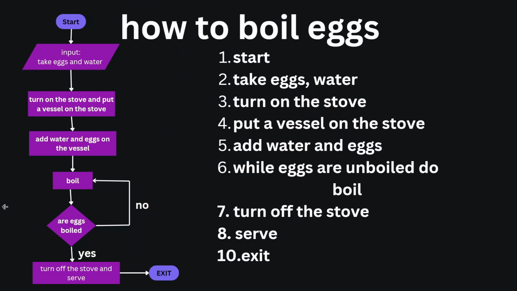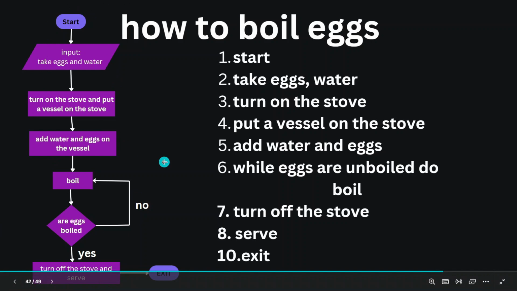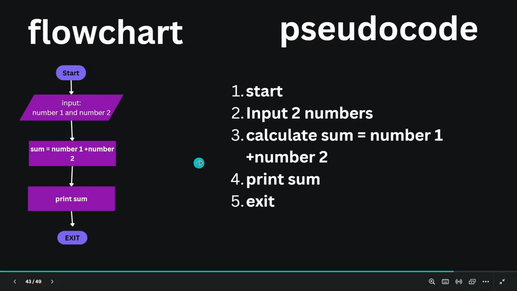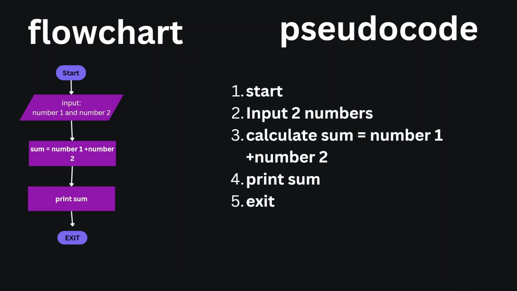Now in programming, this chart is called the flow chart, and this is called the pseudocode. Similarly, we can make a flow chart for calculating two numbers, for example, for adding two numbers. So how do we do that?